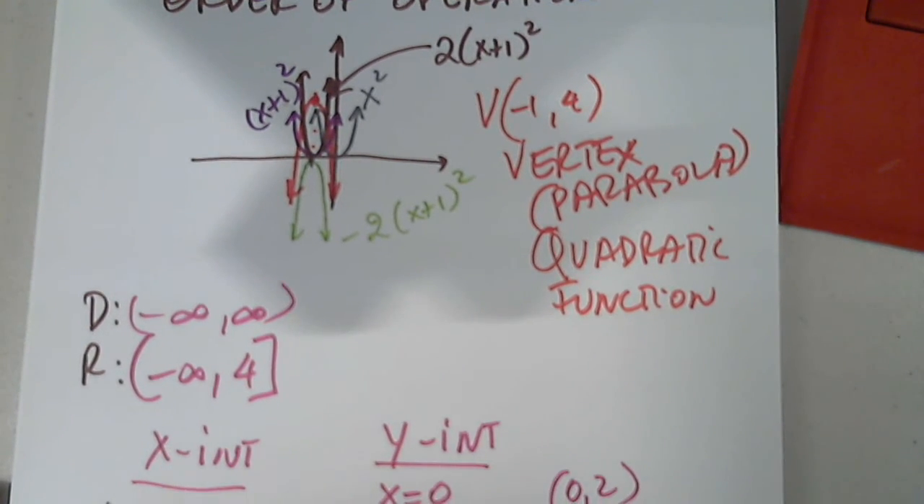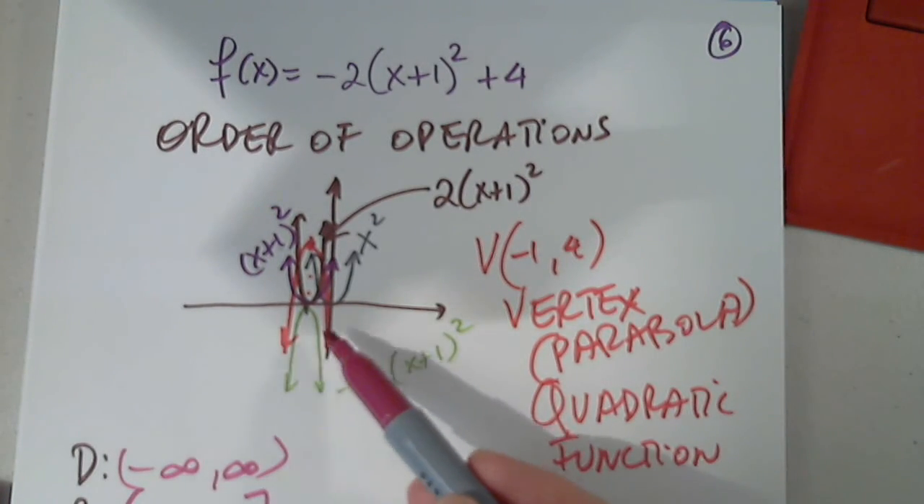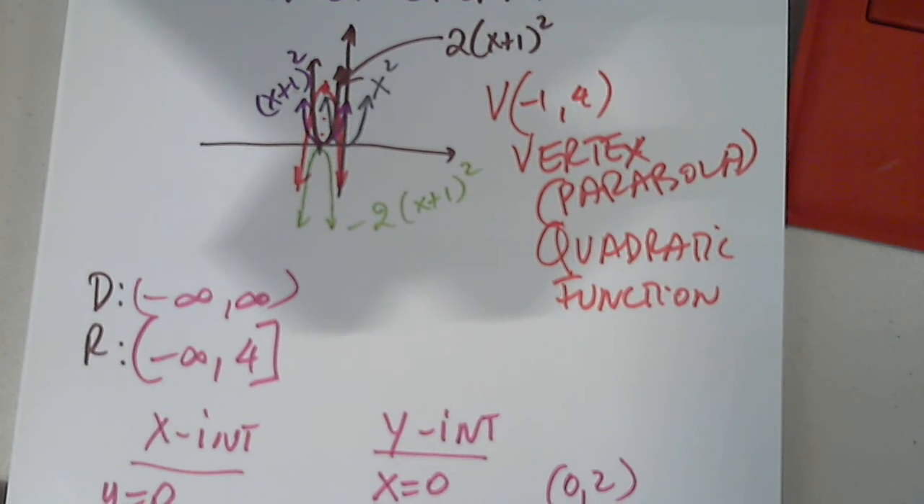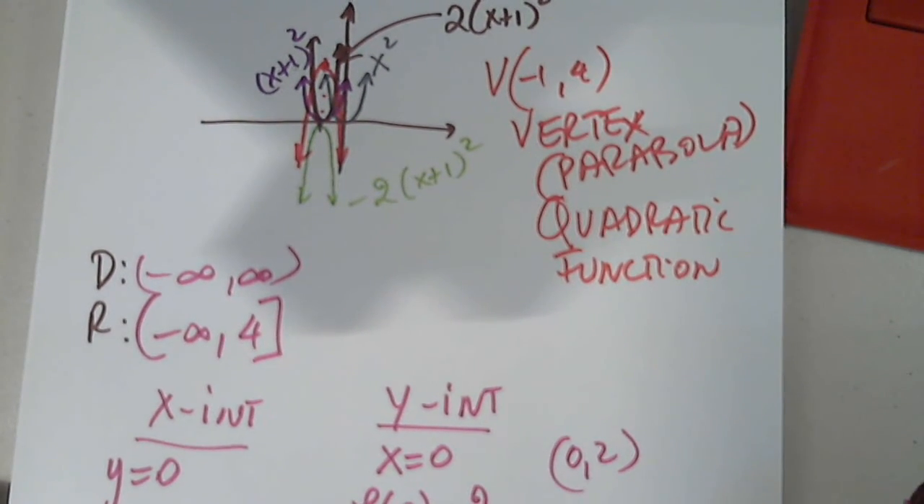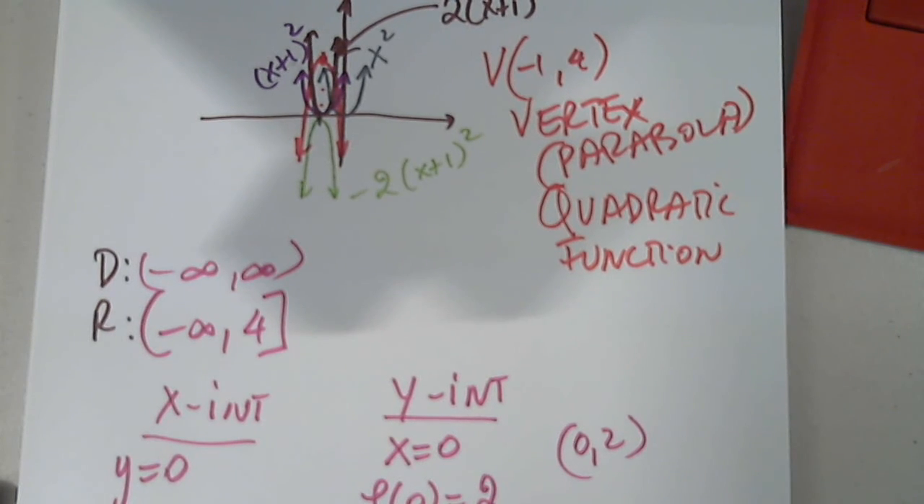So now the x-intercept is when y equals 0. So I have negative 2 times (x plus 1) squared plus 4 equals 0. I see that the equation has to have two solutions. It crosses the x-axis twice for sure. So I will move the 4 forward to the other side.